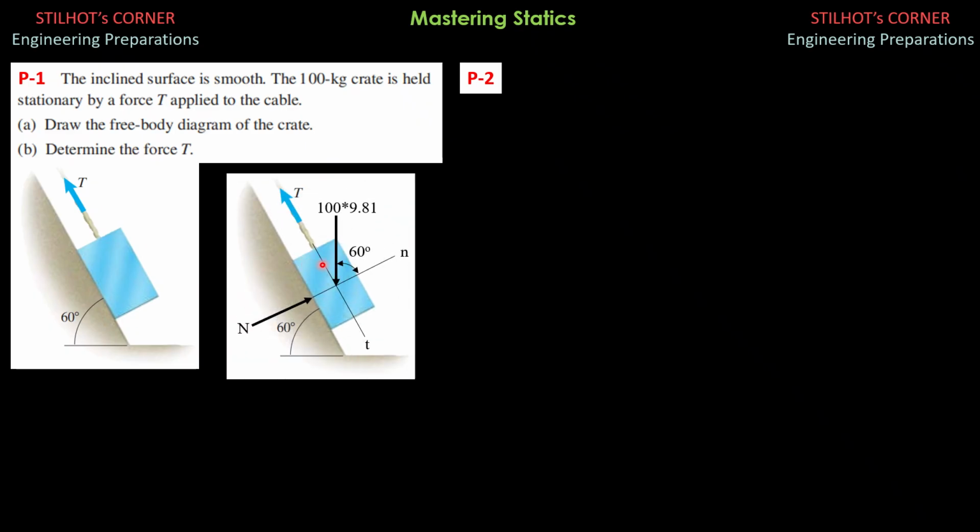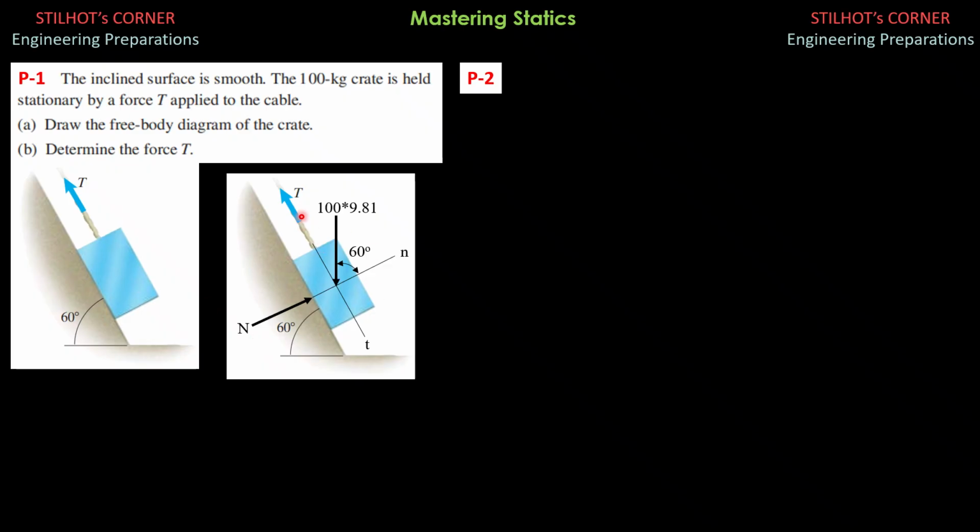So we have the tension, and this is the weight, the force directly applied on this body here. So it is mass 100 times g, the pull of gravity, 9.81 meters per second squared. This is the normal reaction, which is perpendicular to the surface. That's why the angle between that normal axis and the vertical is also equal to this angle of inclination, 60 degrees. So this is the free body diagram.